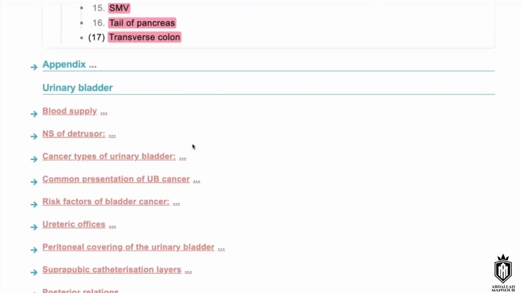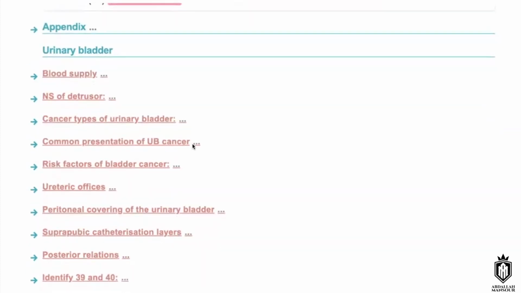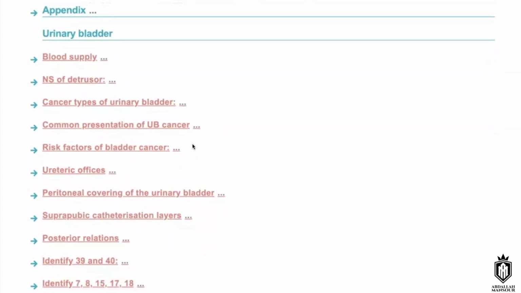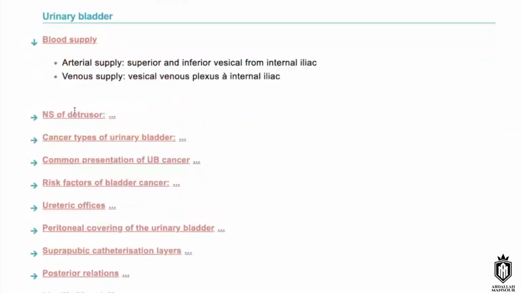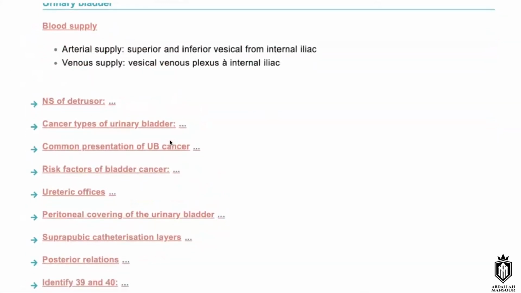Okay. All right, what is the blood supply of the urinary bladder? The arterial blood supply is from the superior and inferior vesical arteries from the internal iliac artery. The venous drainage is from the vesical venous plexus into the internal iliac vein. Okay, what is the nerve supply of the detrusor muscle? We have sympathetic as well as parasympathetic. Sympathetic comes from L1 and L2, and parasympathetic from S2 to S4.